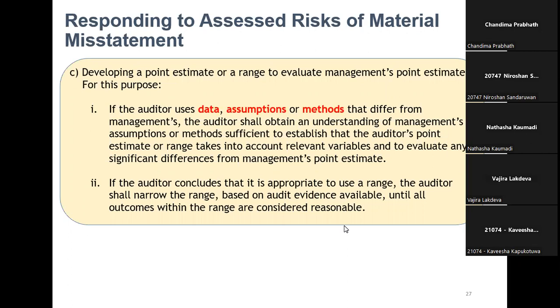So if it is, let's say, on market approach, let's say 1 billion, if the auditor concludes that the market approach is not appropriate, then you have to use the income approach. The auditor will consider the expected pattern of the rental income, work it out, and then compare. If the auditor concludes that it is appropriate to use a range, the auditor shall narrow the range based on audit evidence until all outcomes within the range are considered reasonable. So these are basically the three approaches an auditor could apply.